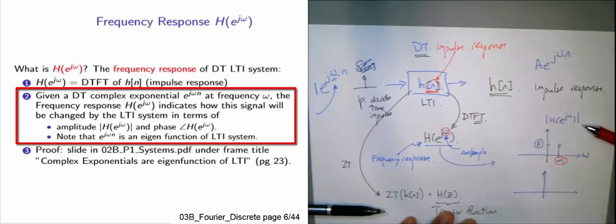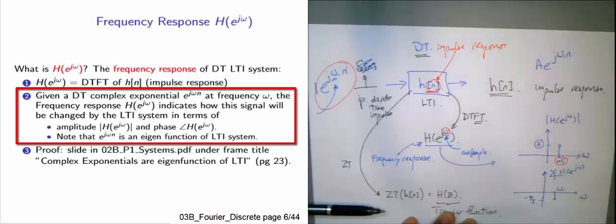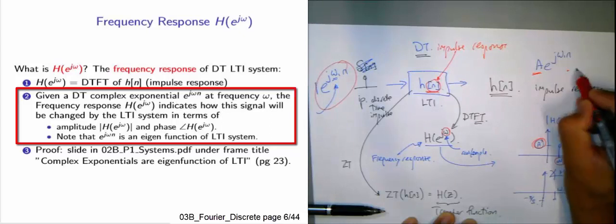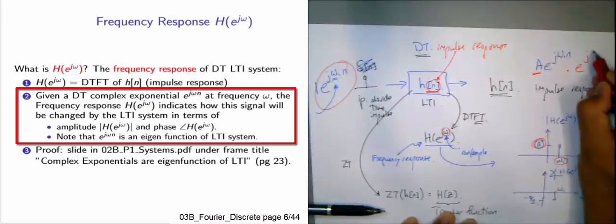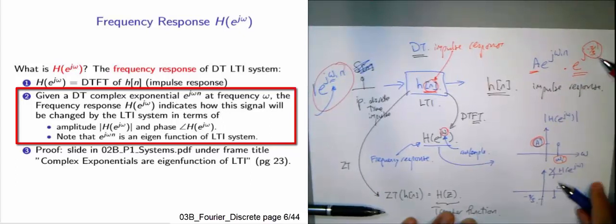Not only are we interested in amplitude, we're also interested in the phase, the angle of H of e to the j omega. And we can read off at omega 1 again, and maybe here it is minus pi over 3. So for this signal, e to the j omega 1 n, it will come out with A because of this, but it will also come out with e to the j minus pi over 3. A phase shift of minus pi over 3 is introduced, as shown in this phase diagram.